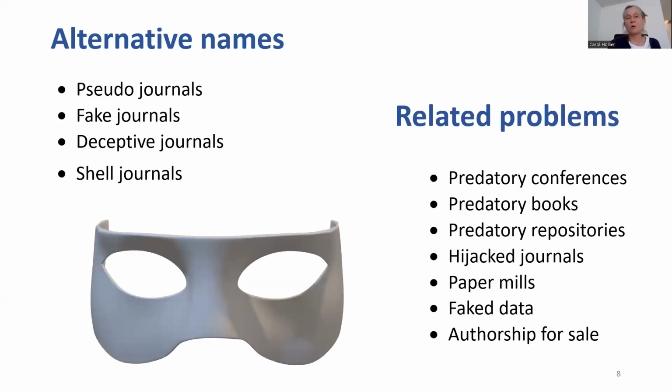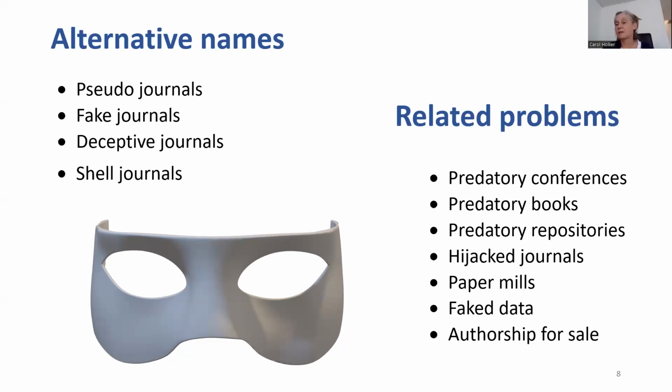But they're not always called predatory journals. There are other things that they're called. So they can be called pseudo journals or fake journals or deceptive journals or shell journals. And unfortunately, there are a whole host of related problems that run parallel to them. Some of them, like predatory conferences and predatory books and predatory repositories, are just the same phenomenon with a different object. And predatory conferences especially exploded during the pandemic, when there were so many online conferences.